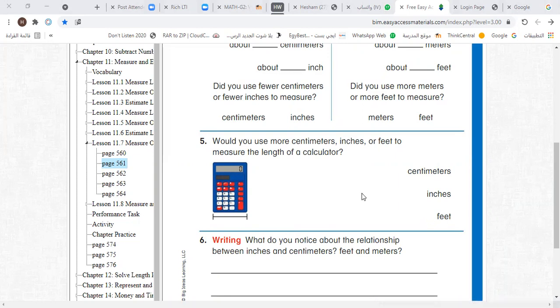I choose Muhammad al-Maghawri. Hello, Muhammad. How are you? I'm well. What about you? I'm fine, thank you. Muhammad, would you use more centimeters, inches, or feet to measure the length of a calculator? If you measure the length of a real calculator, you will get more centimeters, inches, or feet.